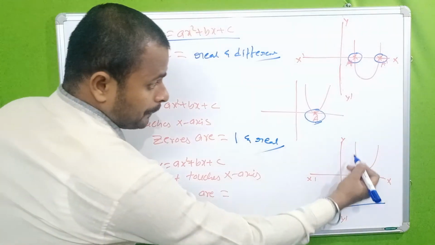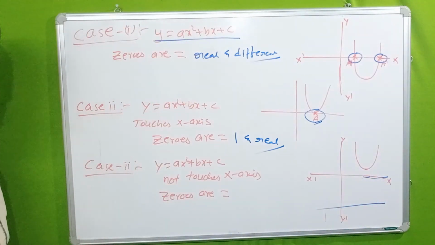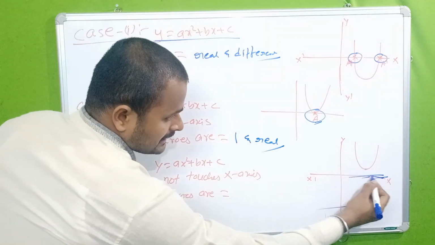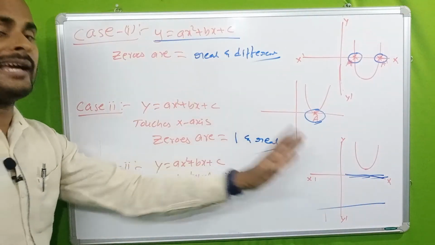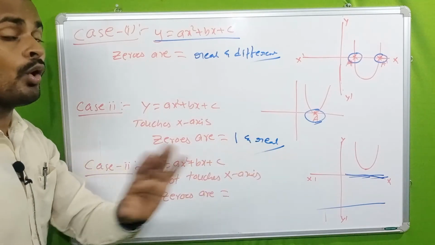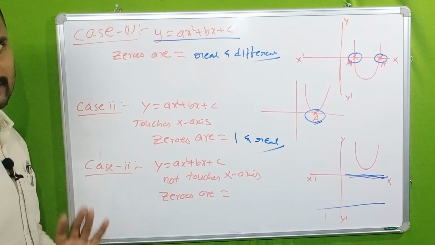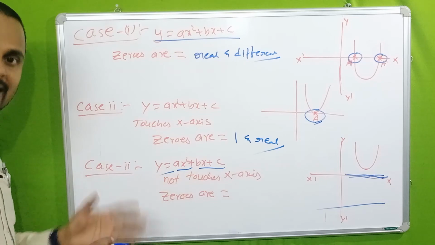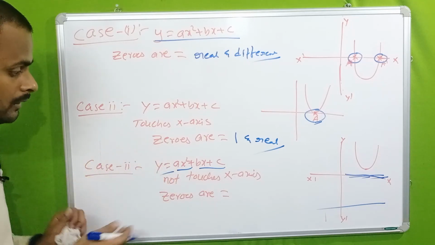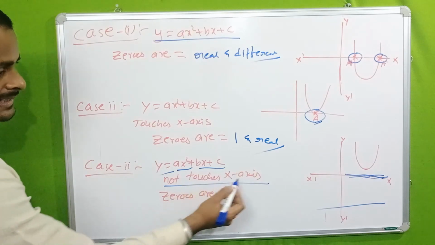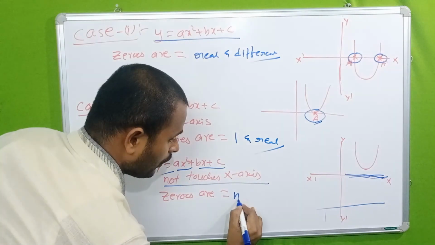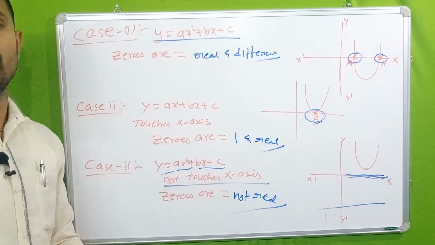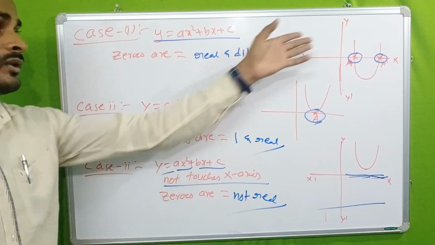Now observe this figure. In this figure, the parabola does not touch the x-axis. Understand? It lies above the x-axis. For these kinds of graphs, there are no real zeros of the polynomial. In y is equal to ax square plus bx plus c, a quadratic polynomial, if the parabola does not touch the x-axis, then the zeros are not real. There are no real zeros for these kinds of quadratic polynomials. So these are the three cases according to the parabolic graph.